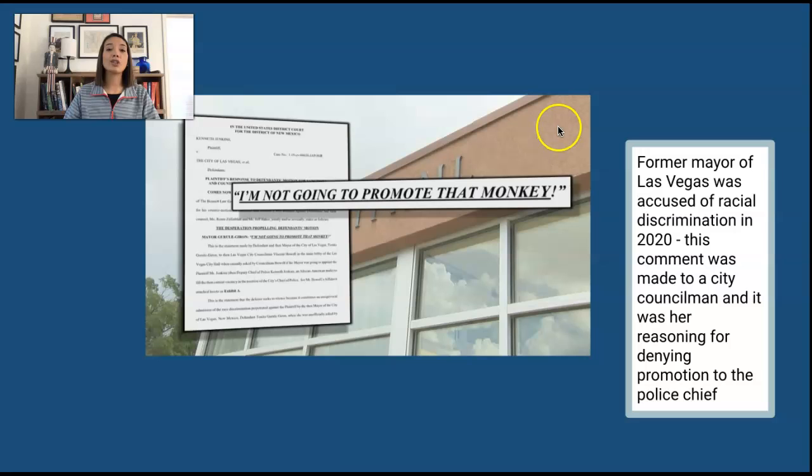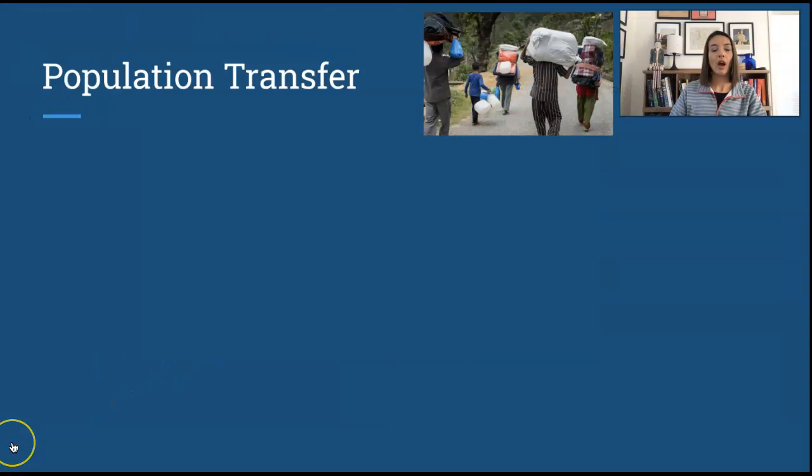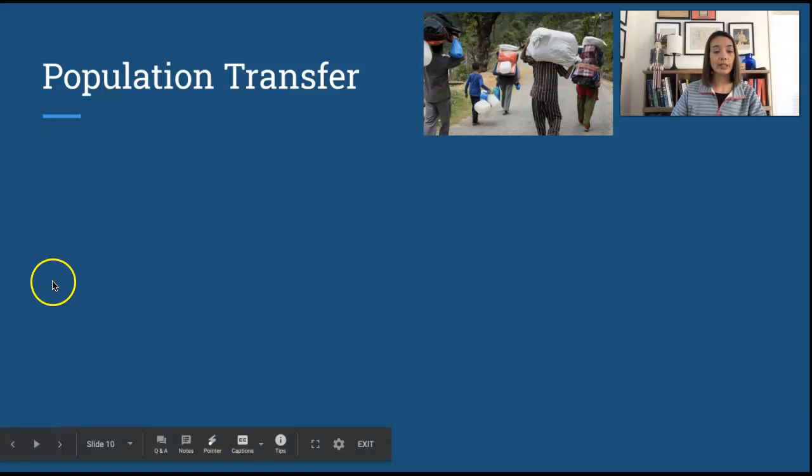And so if people say that de facto segregation does not exist, well, there are cases that have evidence that show that it does exist. All right, our next slide is titled Population Transfer.